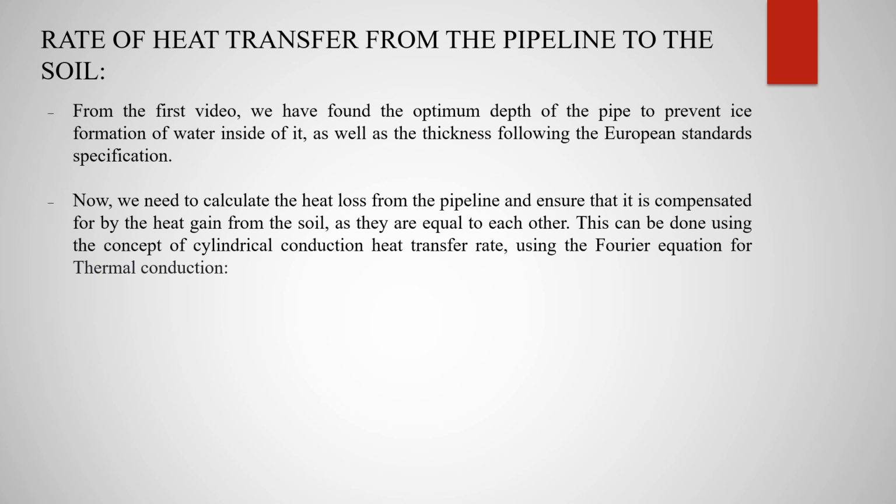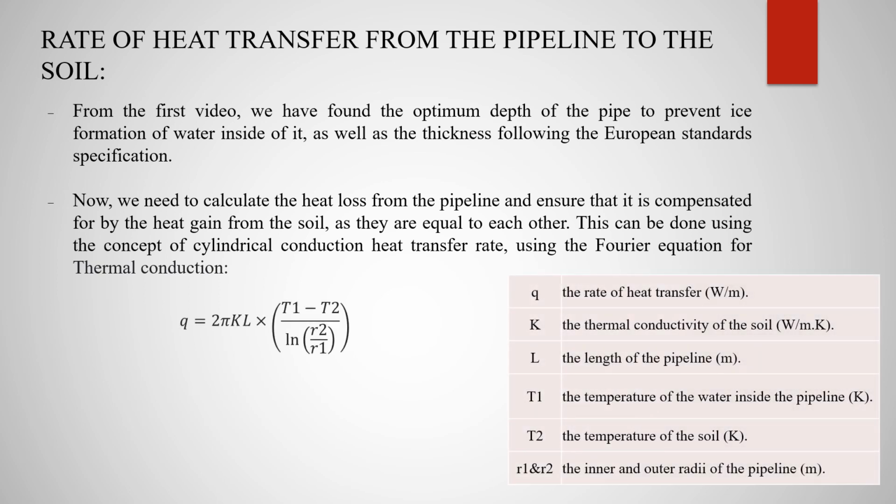Now we need to calculate the heat loss from the pipeline and ensure that it is compensated for by the heat gain from the soil, as they are equal to each other. This can be done using the concept of cylindrical conduction heat transfer rate using the Fourier equation for thermal conduction, as shown here on the left hand side. Q is the rate of heat transfer, k is the thermal conductivity of the soil, L is the length of the pipeline, which is set to be 3.5 meters.